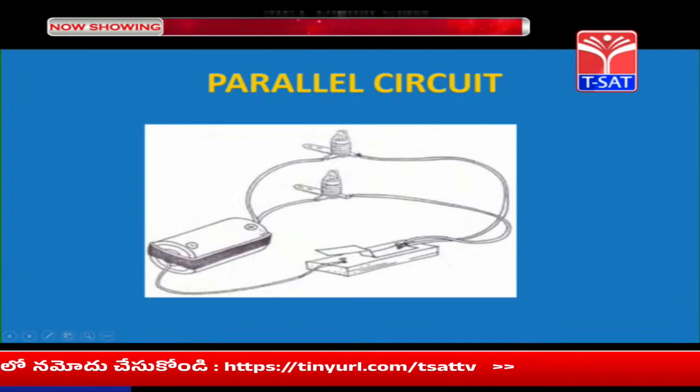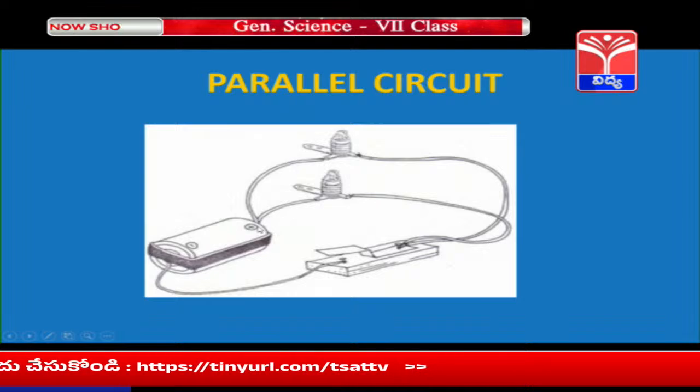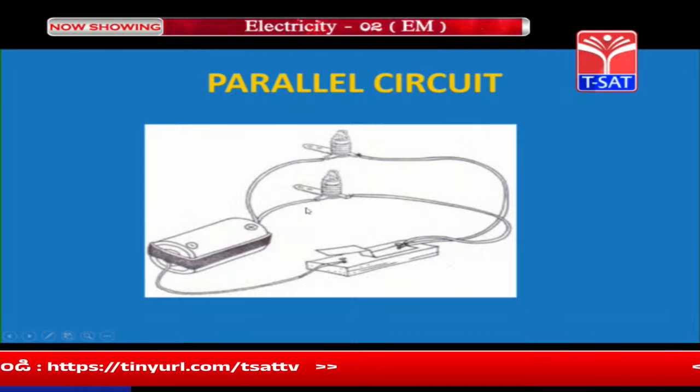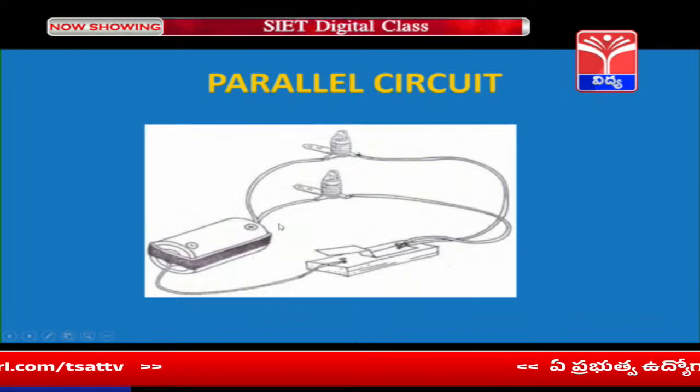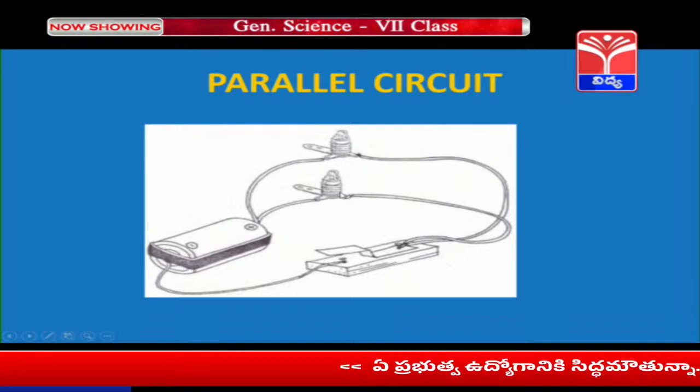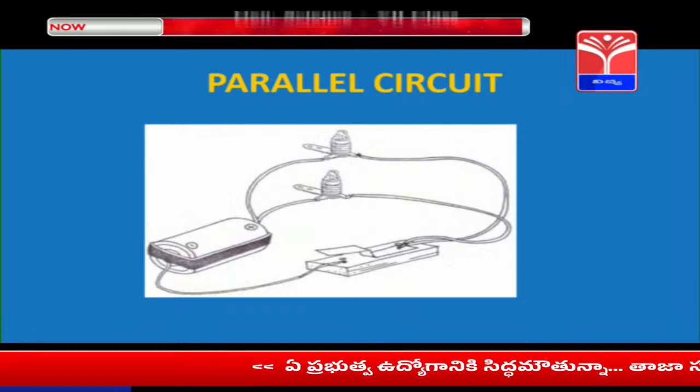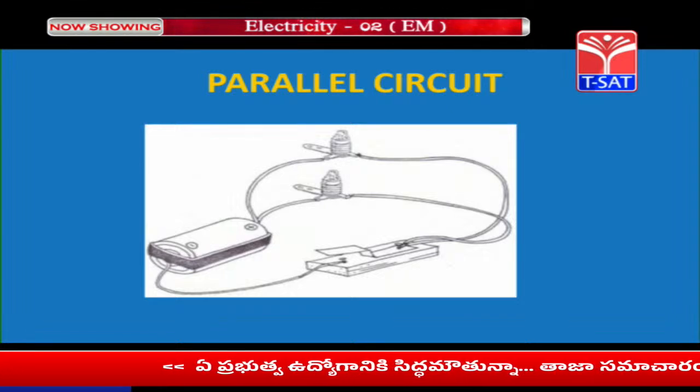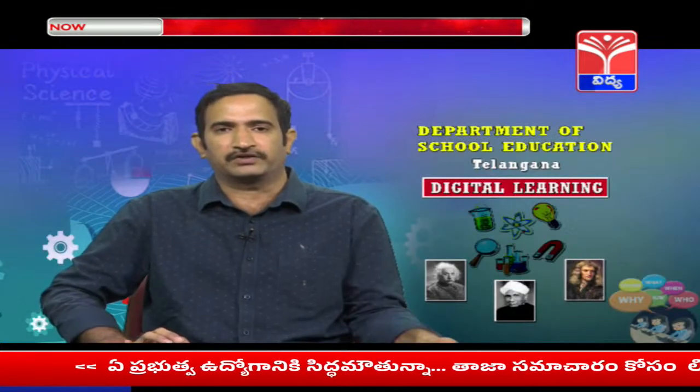Next see the other bulb. From the positive terminal of the battery to the bulb, and again to the negative terminal of the battery, there are two paths, not a single path. The two bulbs are connected in different paths. This type of arrangement is called a parallel circuit.